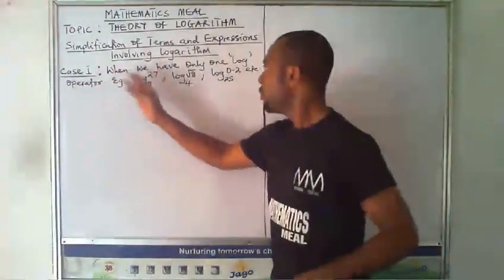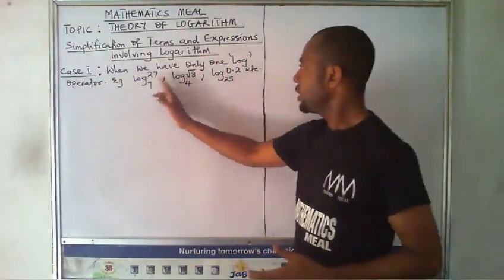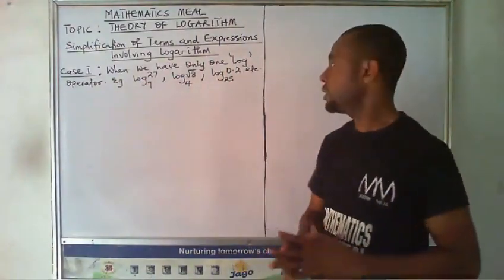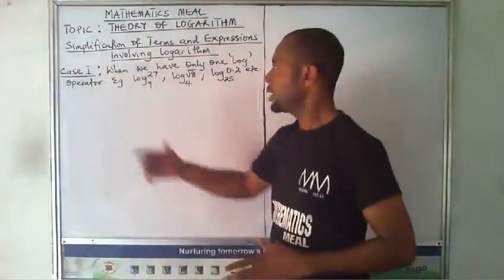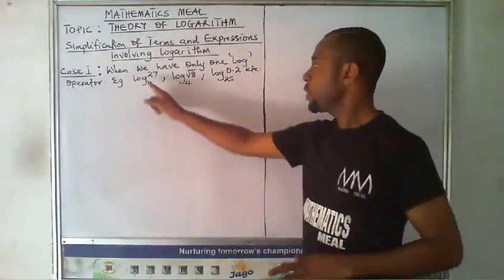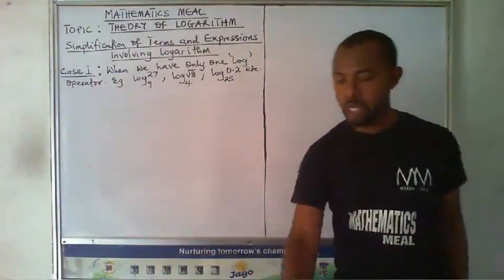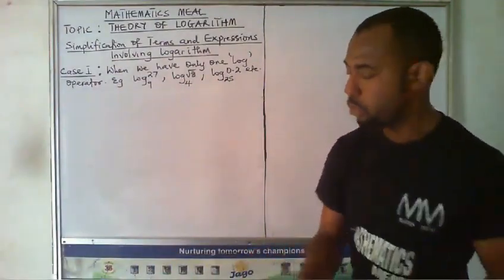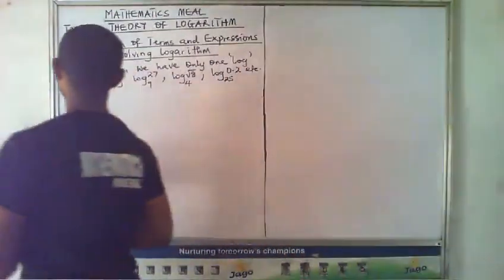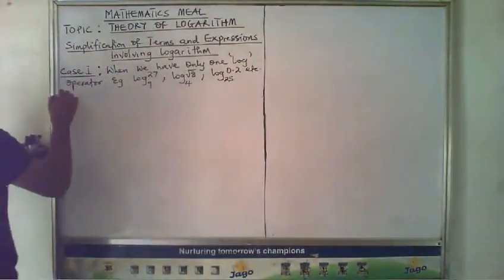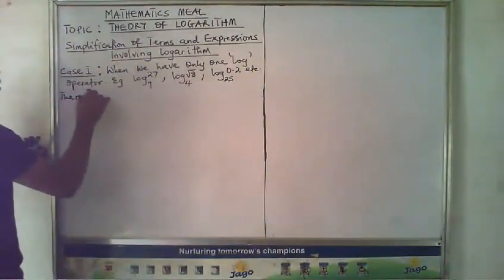So we're going to begin this journey. A case of only one log operator, you look at this, these are examples of such cases. Just one log, just one log, just one log. And how do we go about it? We say that there are two methods.